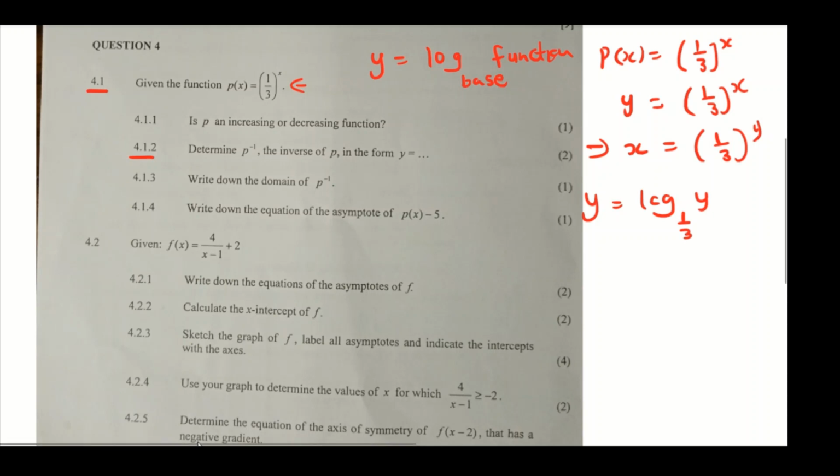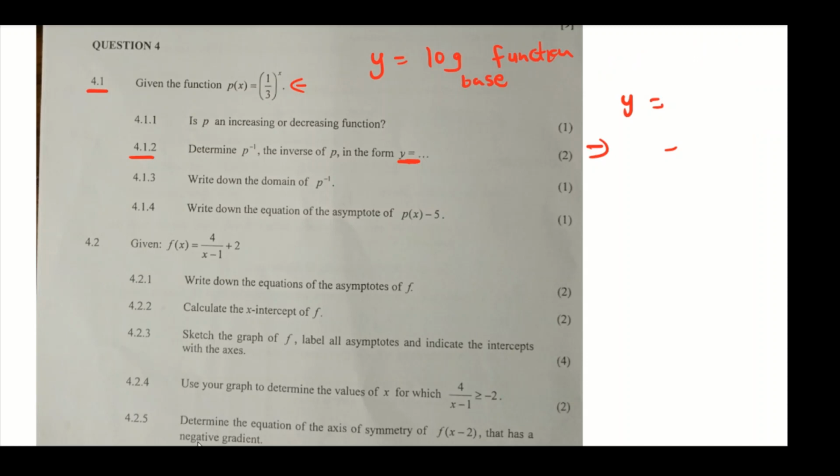What am I doing? The function is x. Hope you guys follow correctly. The function is x. So y is equal to log of base 1 over 3 of x. So that's how we do our inverse. Remember, we have to write it in terms of y. Y is equal to... And then now we go to the next question, which is 4.1.3.